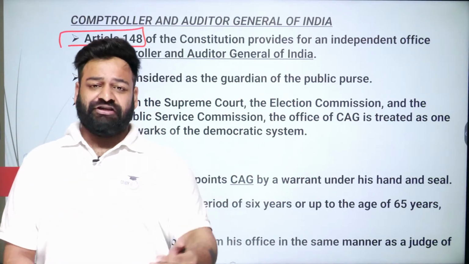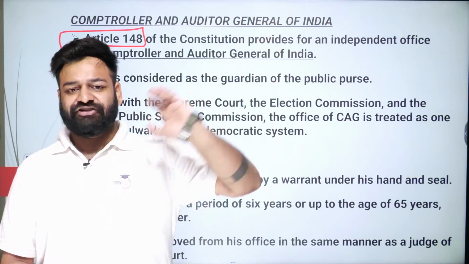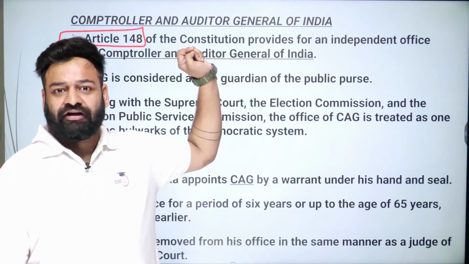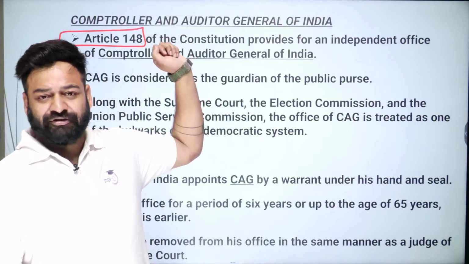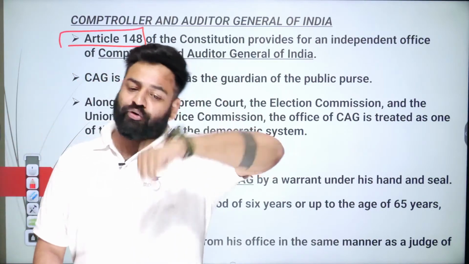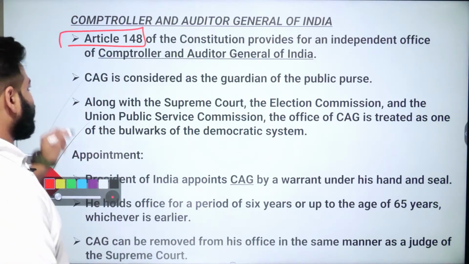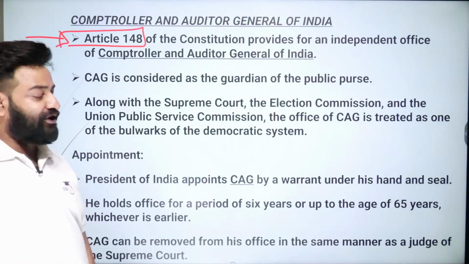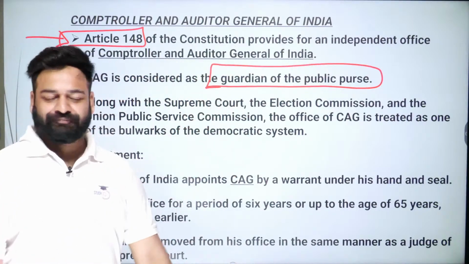the CAG does the same for the accounts of our country, and that is the Comptroller and Auditor General of India. Don't worry that it looks like Controller with an M, it is a printing mistake or something like that, and it has become Comptroller. No, it is known as Comptroller only, not Controller. Comptroller and Auditor General of India, Article 148, is considered what? Guardian of the public purse.